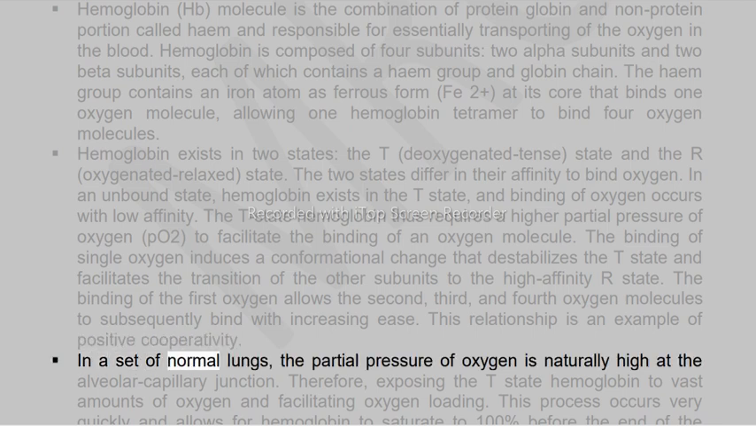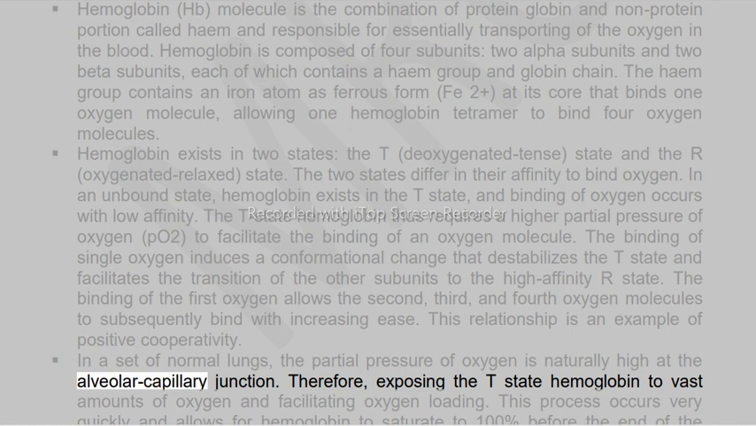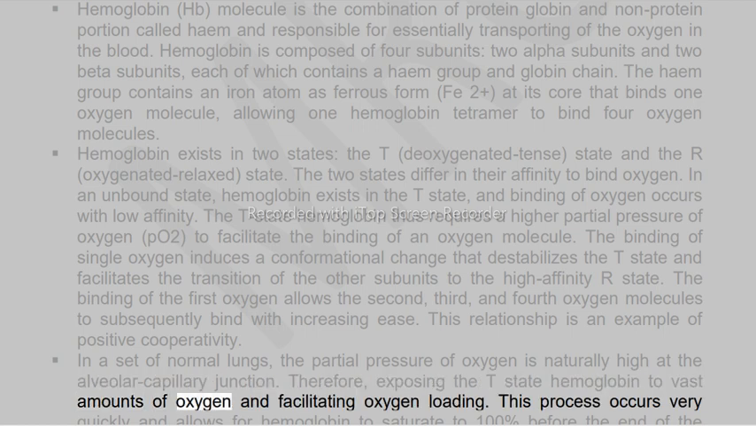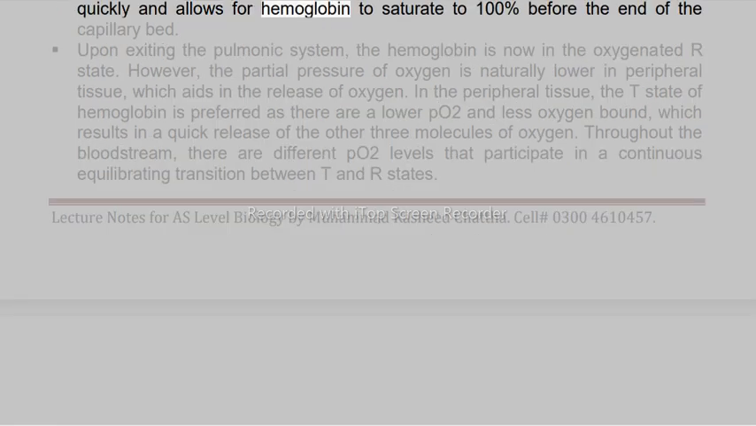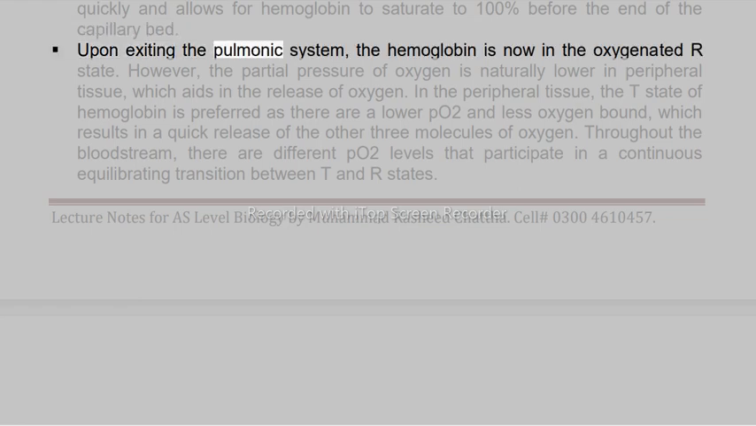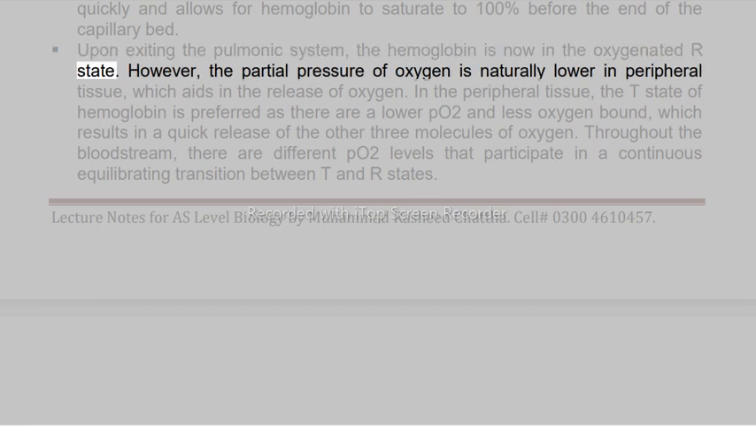In a set of normal lungs, the partial pressure of oxygen is naturally high at the alveolar capillary junction. Therefore, exposing the T-state hemoglobin to vast amounts of oxygen facilitates oxygen loading. This process occurs very quickly and allows hemoglobin to saturate to 100% before the end of the capillary bed. Upon exiting the pulmonic system, the hemoglobin is now in the oxygenated R state.